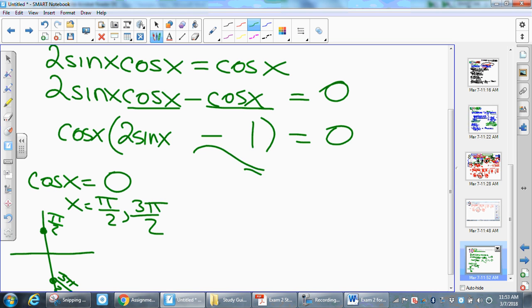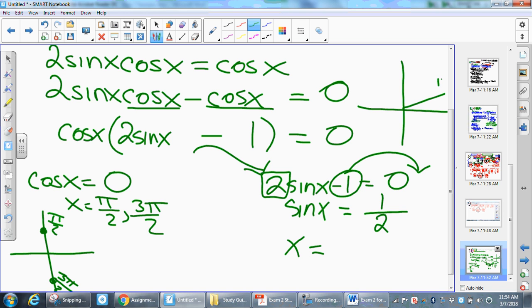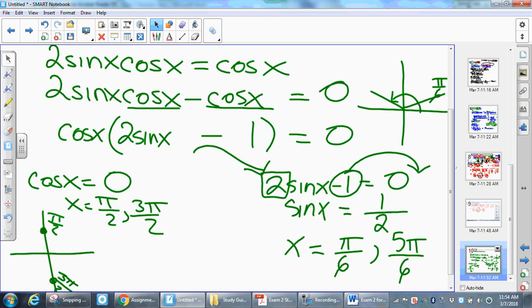From this factor, we take it, equal it to 0, and then we solve for x. So sine x is going to be, we take this negative 1 across, it becomes positive 1. And then this 2 is multiplying, so we divide by 2. So then the sine of x is 1/2. Well, it's my favorite at pi over 6. And there's one more. In which quadrant? Very good. 5 pi over 6. Okay. And that's it. We're done.